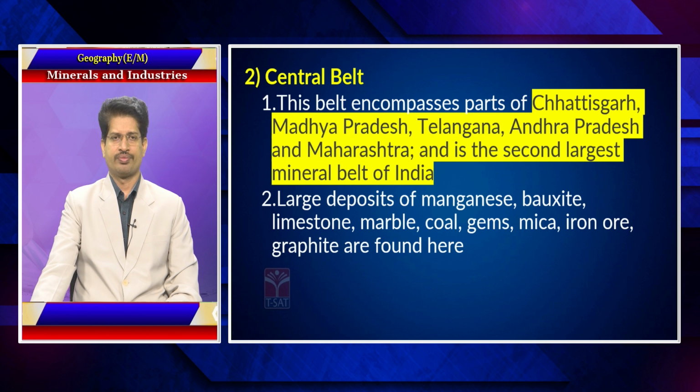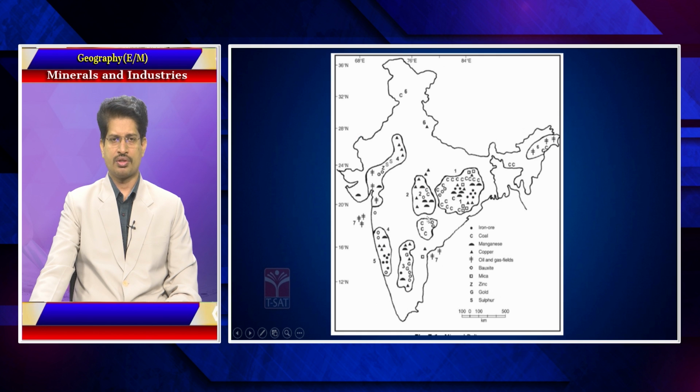The central belt. This belt encompasses parts of Chhattisgarh, Madhya Pradesh, Telangana, Andhra Pradesh and Maharashtra, and it is the second largest mineral belt of India. The largest deposits are manganese, bauxite, limestone, marble, coal, gems, mica, iron ore and graphite, and they are found here. This is the region we are talking about, the central belt, and these are the different kinds of minerals.